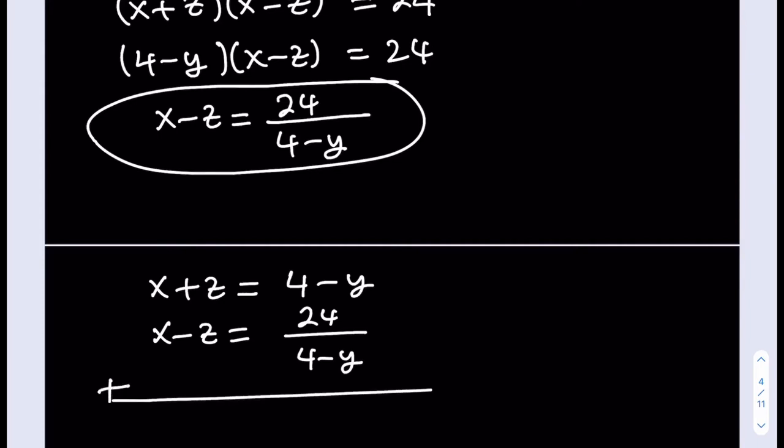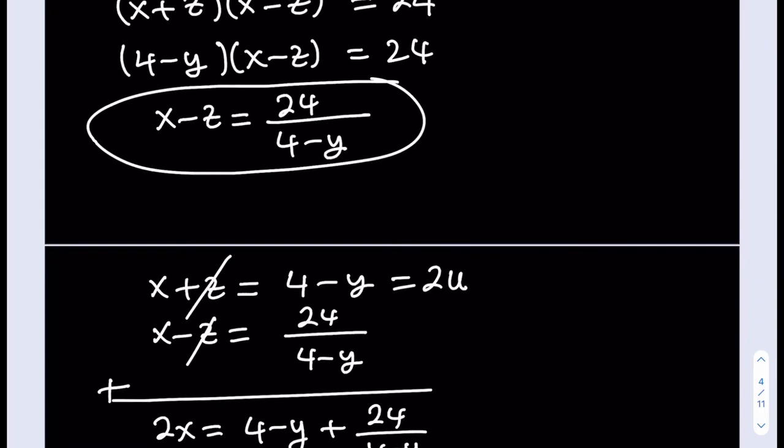We're just going to add these up. Z is going to cancel out. We're going to get 2x is equal to 4 minus y plus this quantity. Okay, so we're going to use some substitution here, additional ones. What's going to be very helpful here is that if these are actually even, 24 over 4 minus y is going to be even, but let's go ahead and call this quantity 2u.